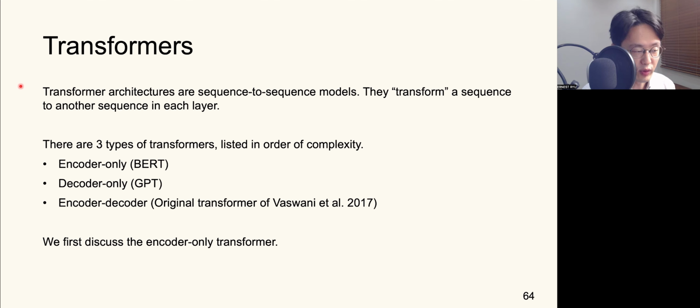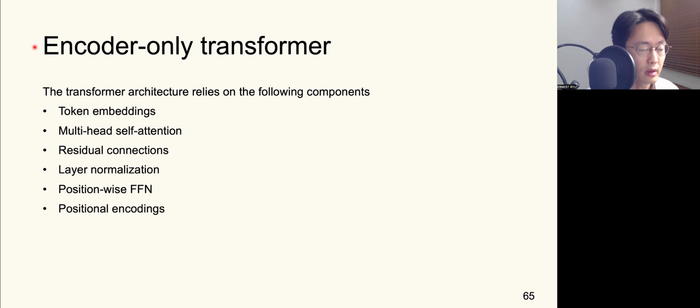We will take kind of a reverse chronological order, and we'll first discuss the encoder-only transformer because that one's the simplest among these three variants. All right, so let's talk about the encoder-only transformer. It relies on the following components: the token embeddings, the multi-head self-attention, residual connections, layer normalization, position-wise FFNs, and positional encodings.